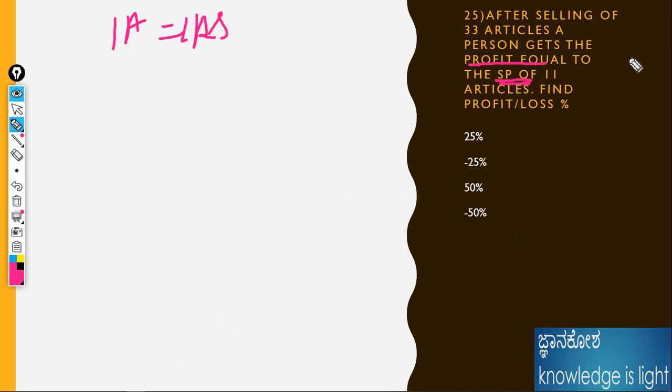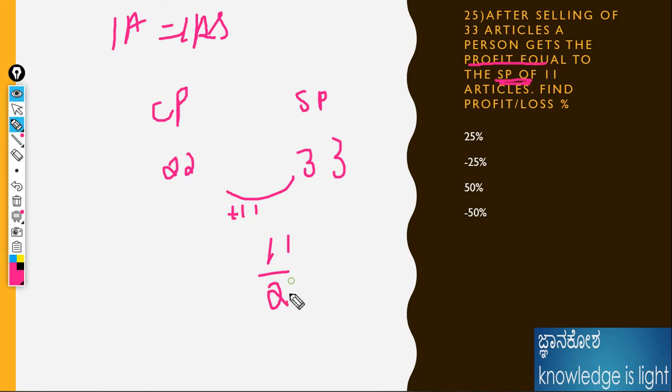In the 25th problem, it is a profit, and profit means the selling price should be more. After selling 33, SP should be higher, which means this should be lower than 11 articles. 11 minus 11 means this should be higher. We need to subtract 11 from 22. Hence 11 by 22 into 100, therefore 1 by 2 is 50%. 50% gain is the answer for this question.